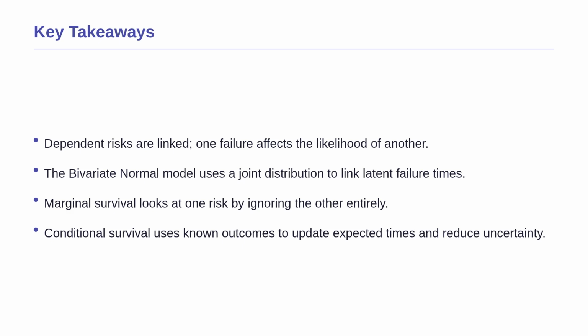We have covered a lot of ground today, so let us summarize the key takeaways. First, dependent risks are deeply linked. You cannot study them in isolation. Second, the bivariate normal model allows us to link these latent failure times using a joint distribution and a correlation coefficient. Third, while marginal survival ignores one risk, conditional survival uses the known outcome of one event to update our predictions and shrink our uncertainty for the other.